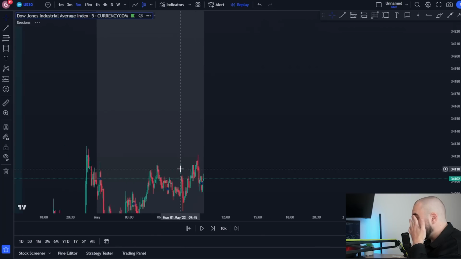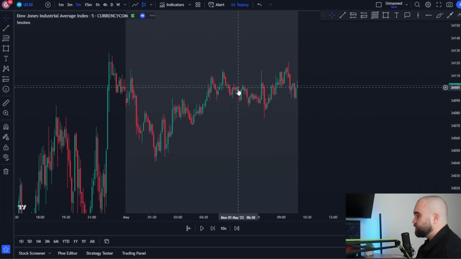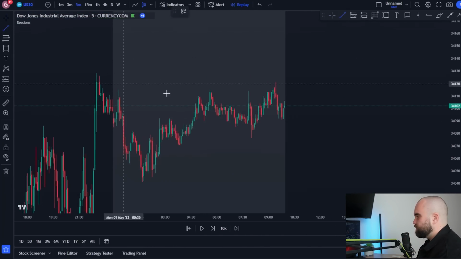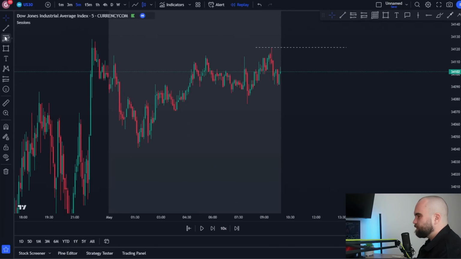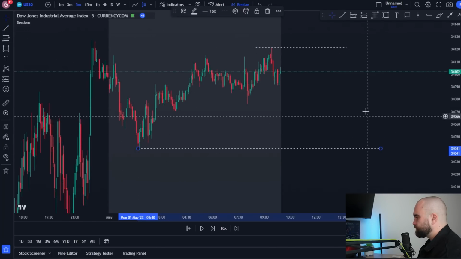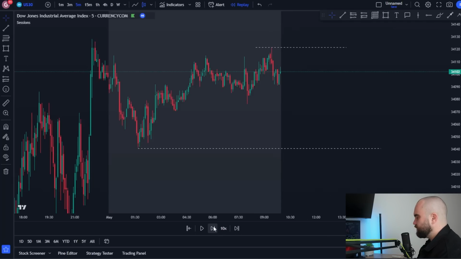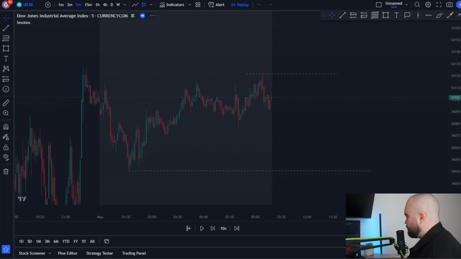I'm not cherry picking any of these trades, guys. I'm just following the rules. So there will be losing days and there will be losing streaks as well, but overall you will be profitable. So let's have a look at this next day.